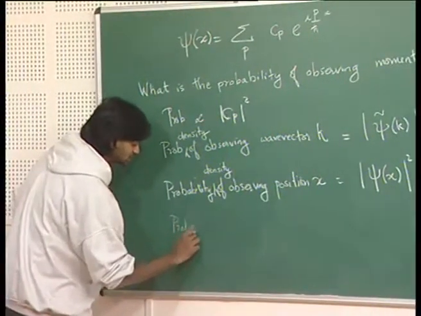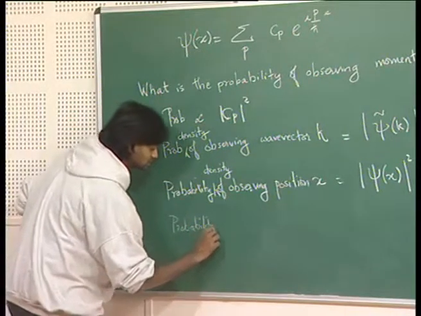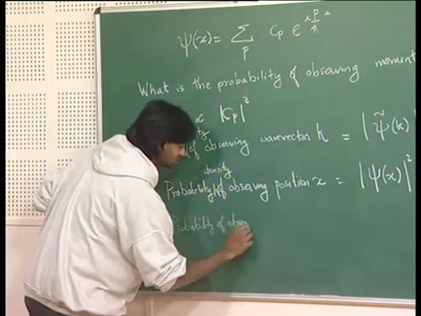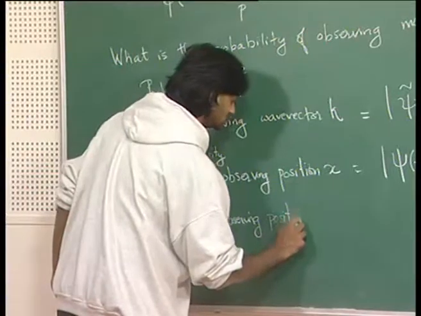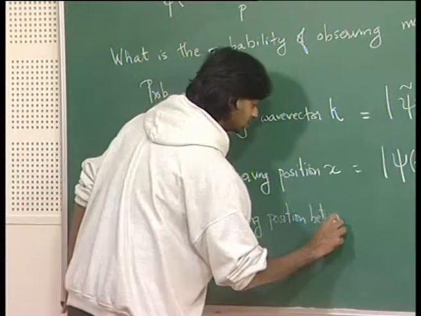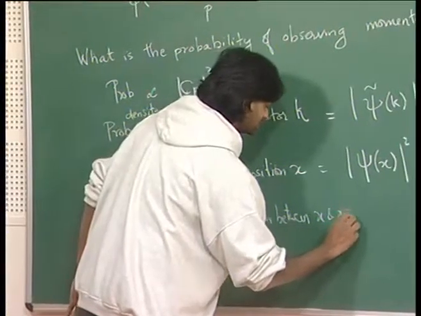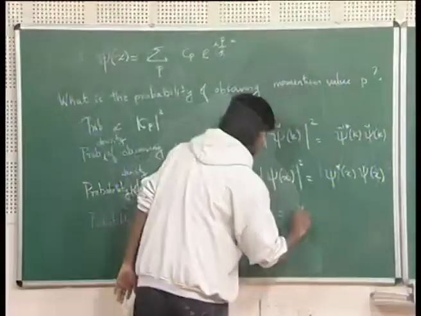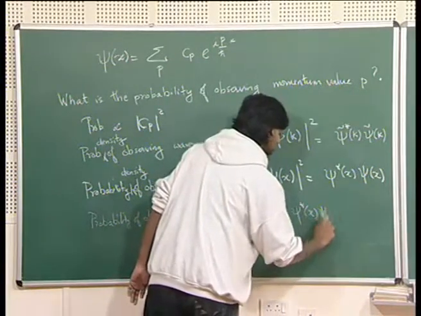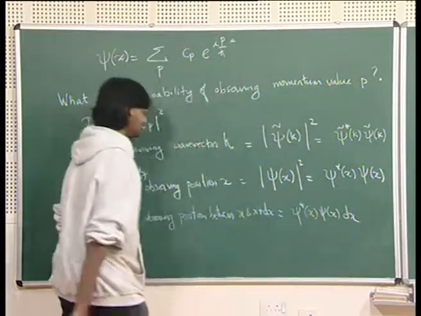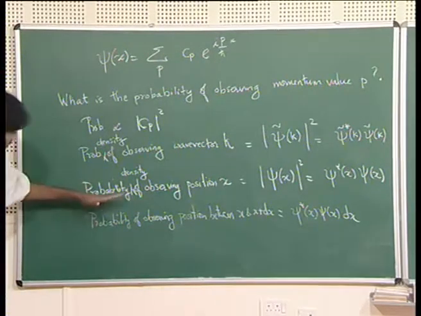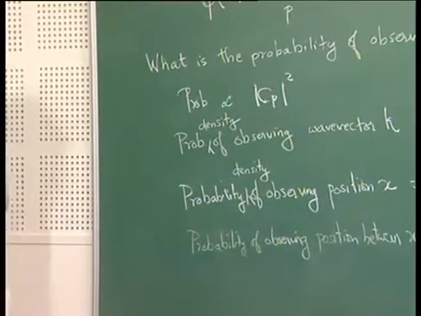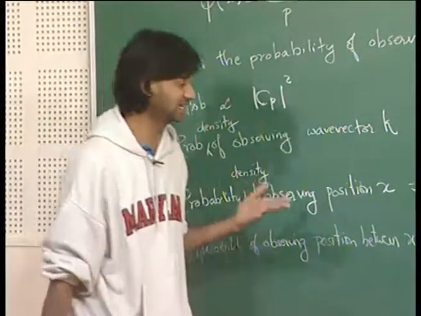that means probability of observing position between x and x plus dx is equal to psi star psi of x dx. Okay, so this is the probability of observing position between x and x plus dx. Because x is a continuous variable, you cannot ask what is the probability of observing position x, you have to ask what is the probability density of observing position x, or you can ask what is the probability density at x.